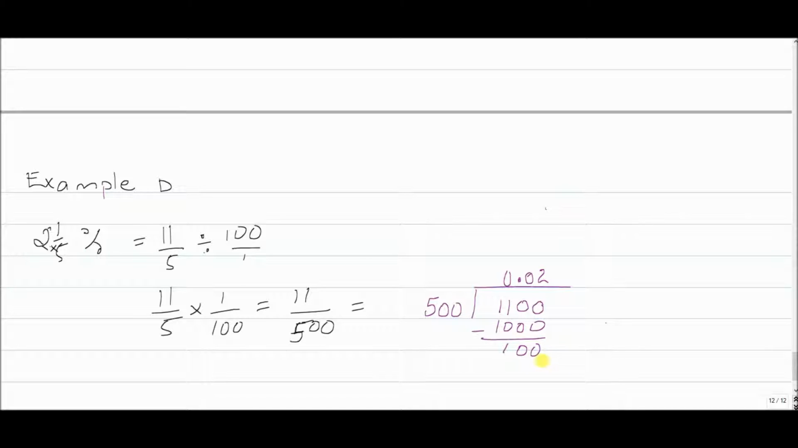Can 500 go into 100? No. So we will add another 0 to continue. We have 1,000. Can 500 go into 1,000? Yes, it could go in there. And notice I'm lining things up just like with addition and subtraction, column under column, right? So we have 2 by 500 giving me 1,000, and 1,000 from 1,000, and we're done. So our answer for example D will be 0.022 as shown in the book.